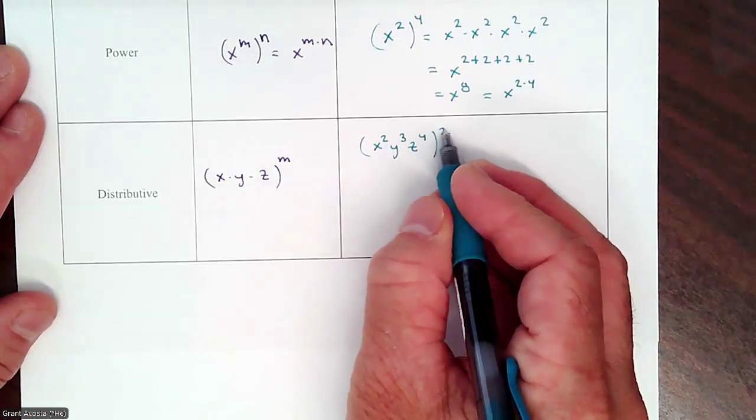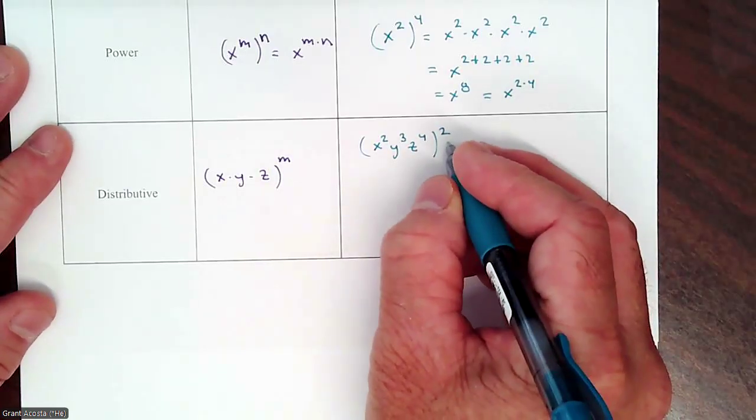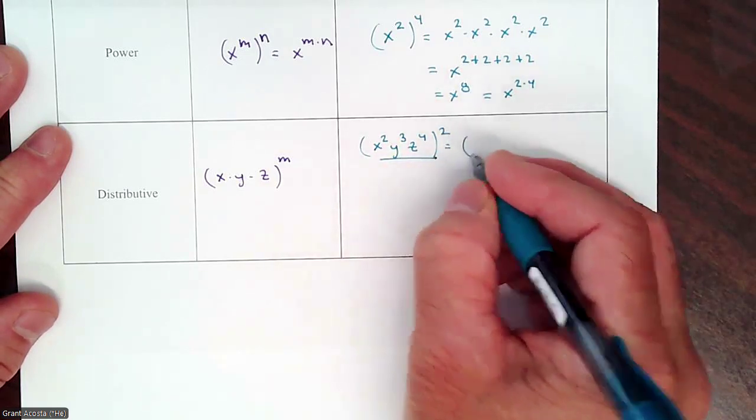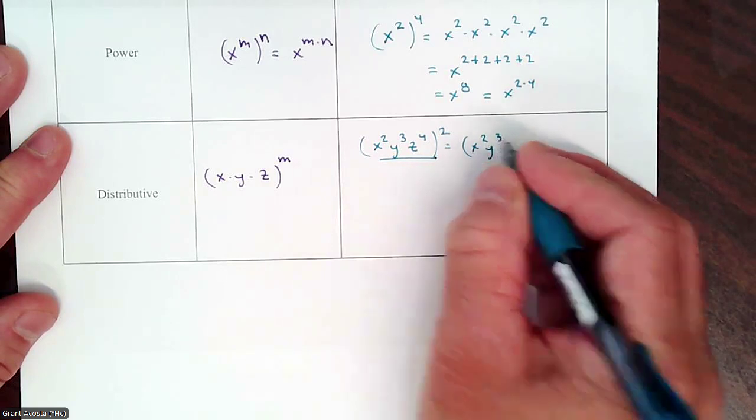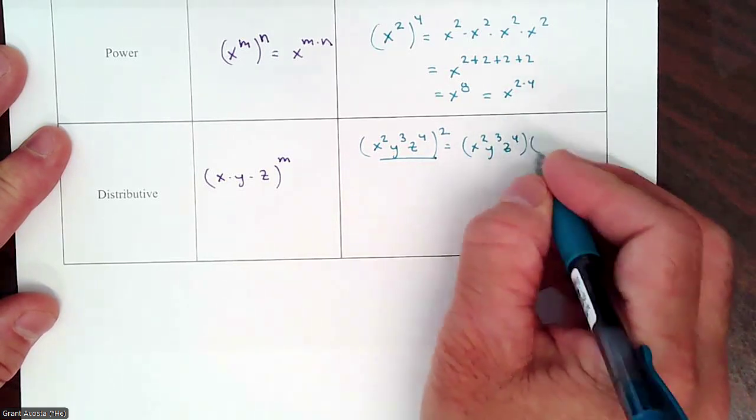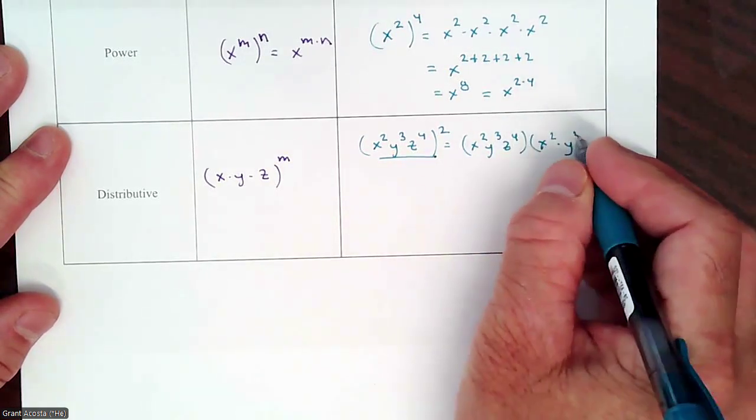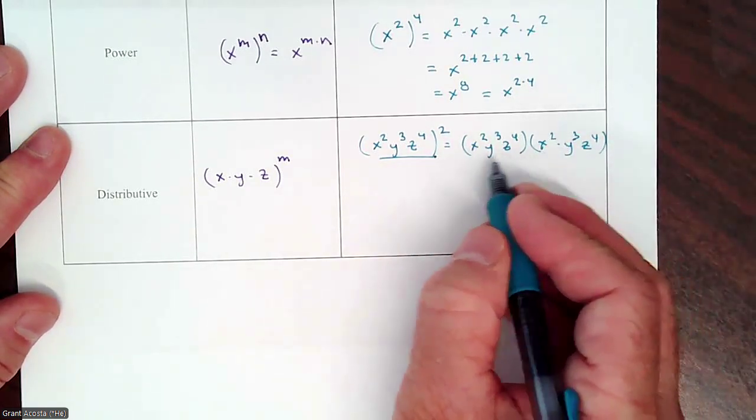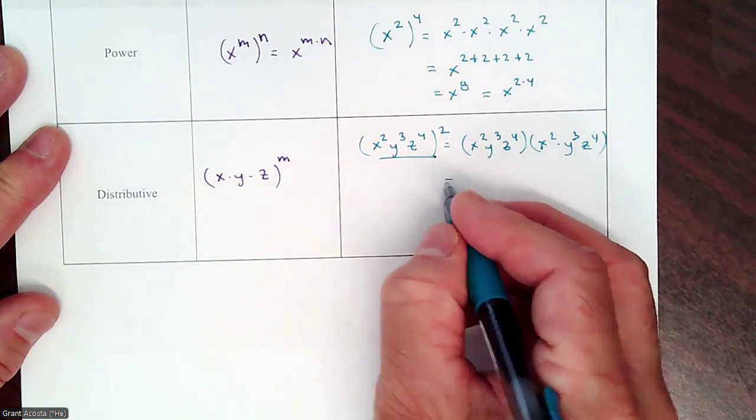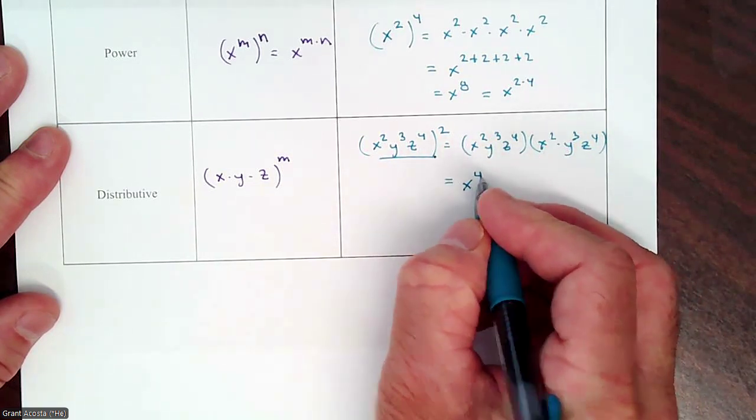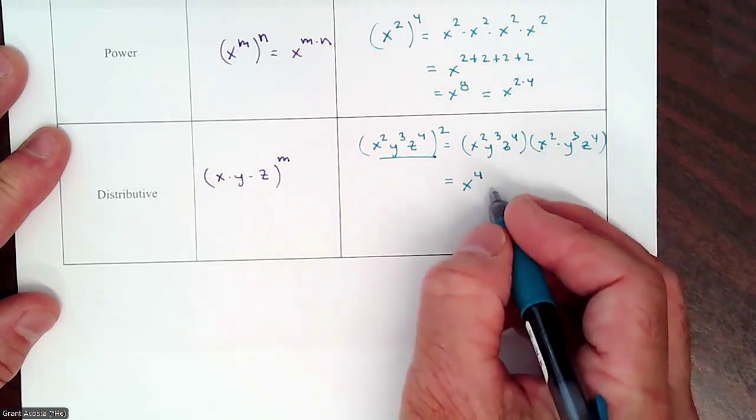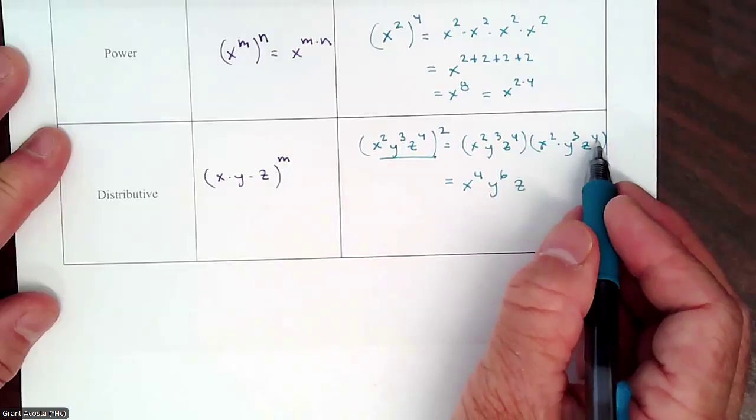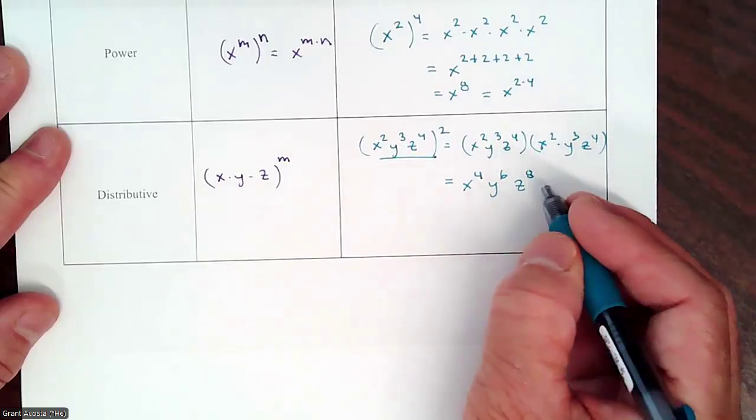Well, for this example, since it's only squared, I could use the definition of an exponent. What does it mean to square? It means to multiply this by itself twice. x squared y cubed z to the fourth times x squared y cubed z to the fourth. These are going to get multiplied. We know when we multiply x squared times x squared, we should add those exponents. So that'll be x to the fourth. y cubed times y cubed, we'll add those exponents, y to the sixth. And for z, same thing, z to the fourth times z to the fourth is z to the eighth.